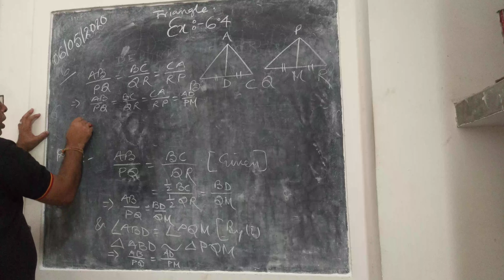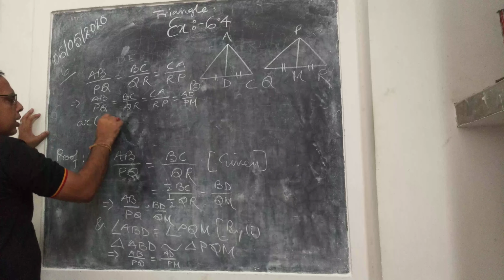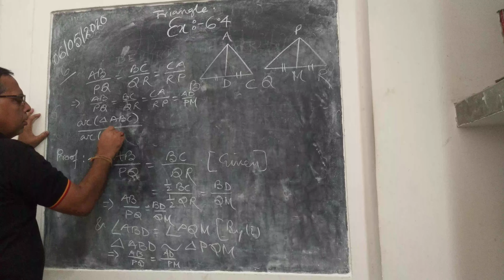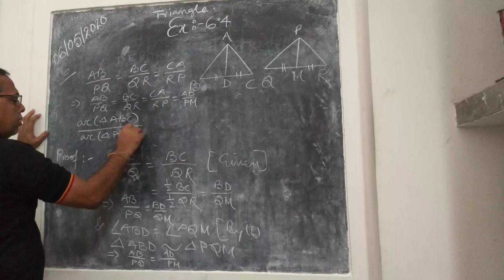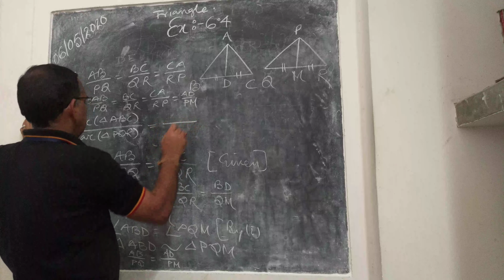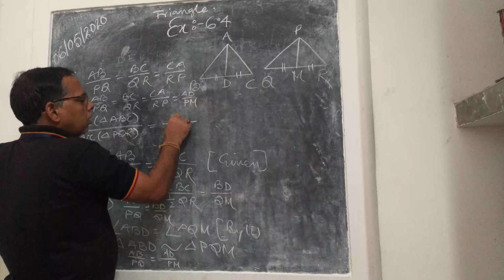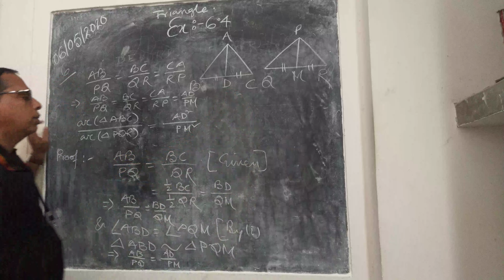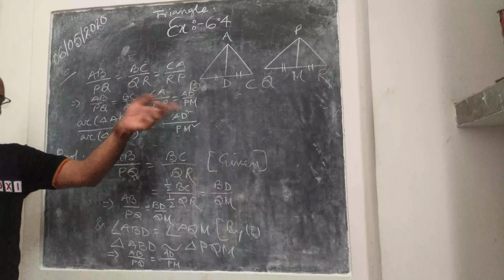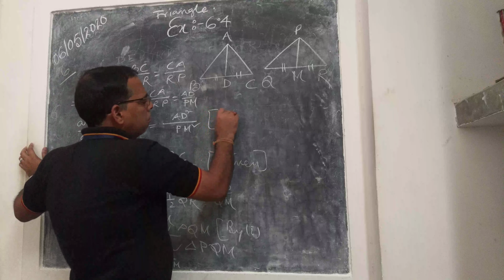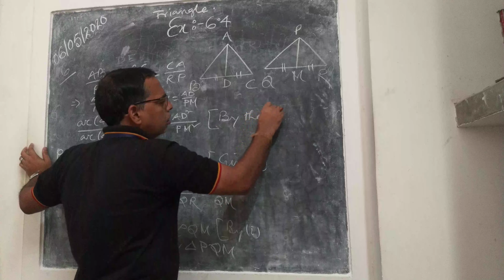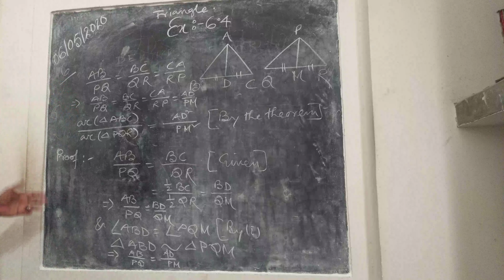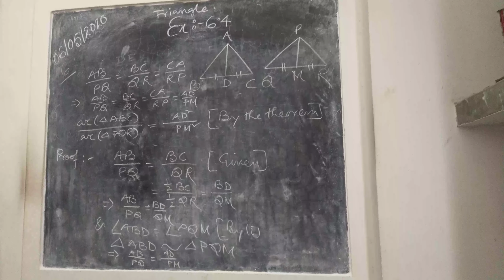Then area of triangle ABC divided by area of triangle PQR equal to what? AD square by PM square. Because all are equal, by the theorem. Okay? By the theorem. Clear? So this is question number 6.